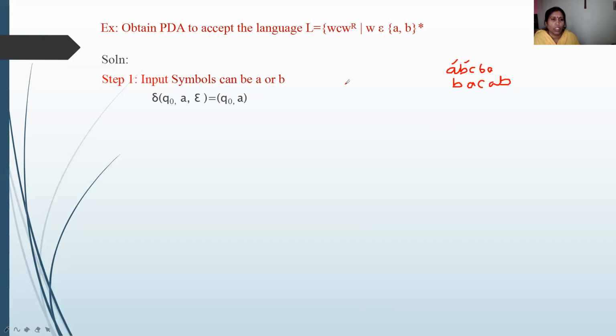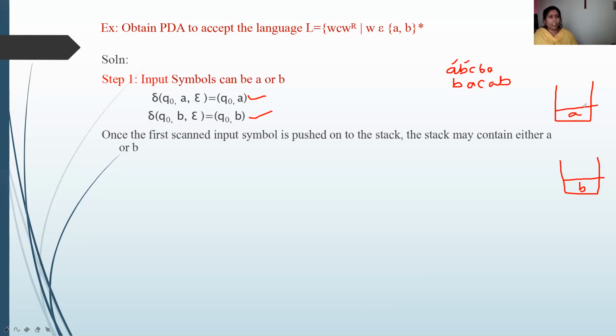Being in state Q0, input as A, top of the stack is epsilon, push A into the stack. Assume that I take this as a stack. If it is starting with A, you push this A into the stack. If the string is starting with B, then push that also into the stack. Initially the stack content is empty. In the previous example it was only A followed by B, but in this example it may start with A or it may start with B. If it is starting with A, this transition will be used. If it is starting with B, this transition will be used.